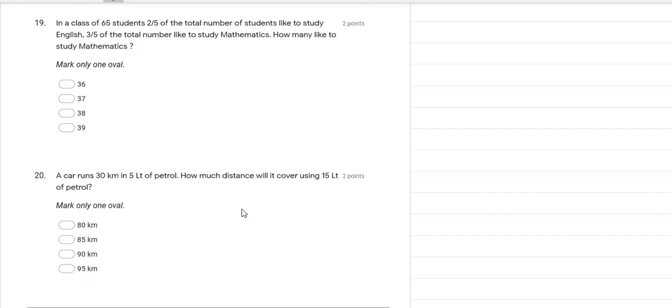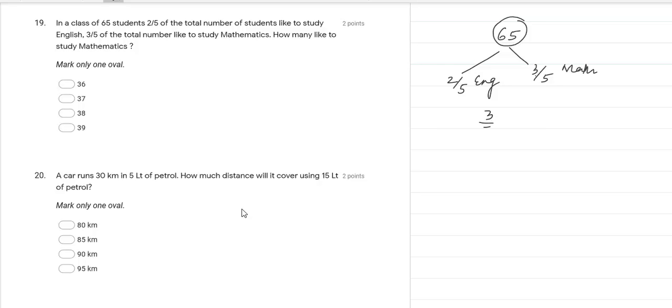Question number 19. In a class of 65 students, 2 upon 5 like English and 3 upon 5 like mathematics. The question is asking how many like mathematics in numbers. Very simple, we have to find 3 by 5 of 65. But it is simple, 3 by 5 of means multiply. Now 5 1s are 5, 1 remainder, 5 came, 5 3s are 15, 13 3s are obviously 39.